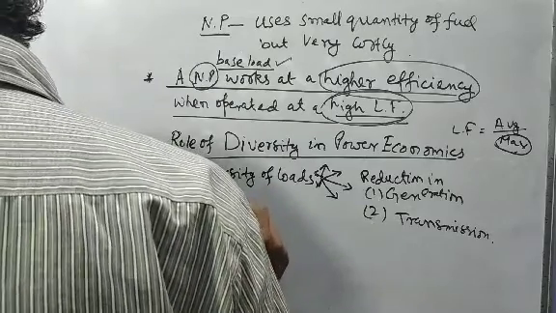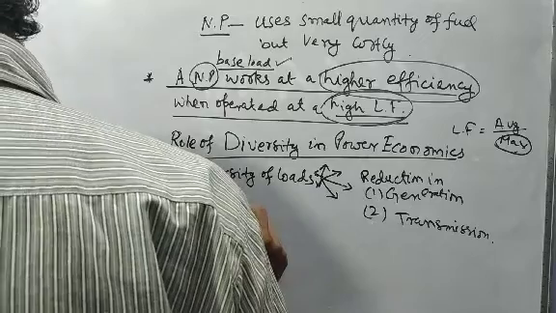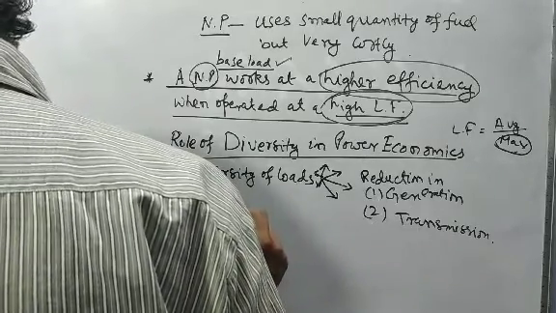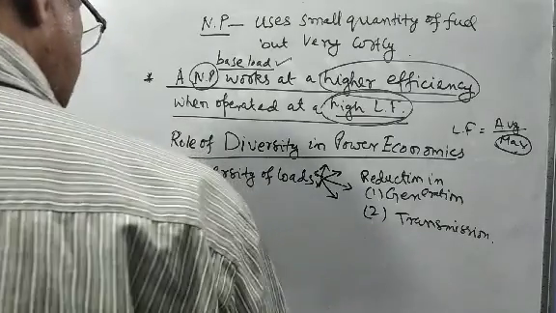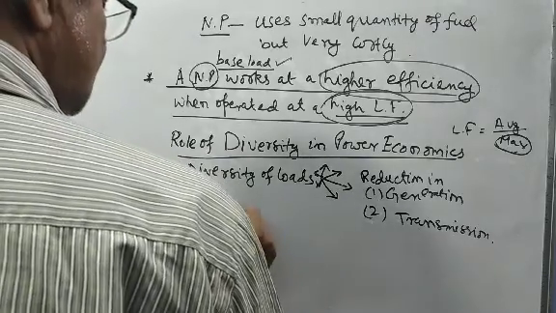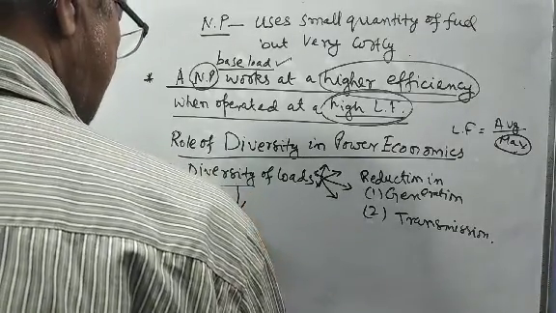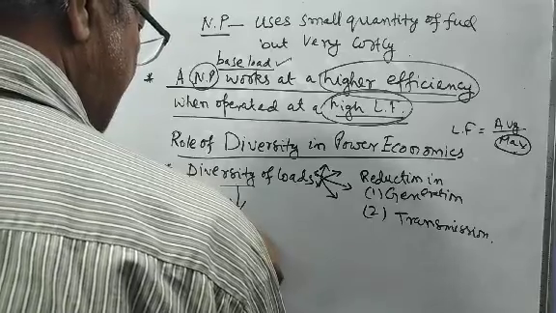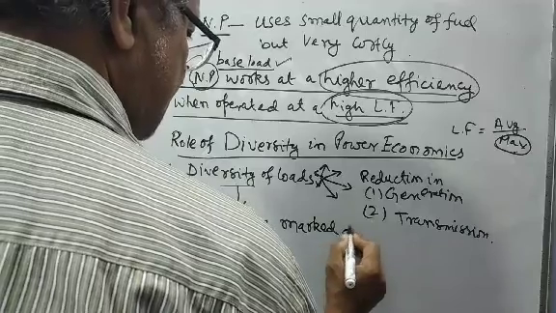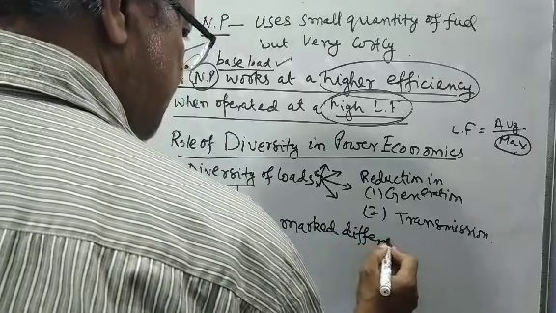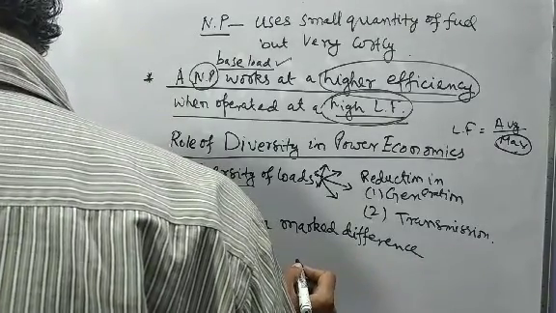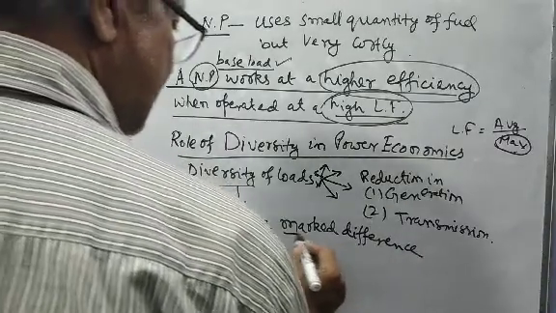So diversity is caused by a marked and consistent difference between the daily load cycles in two or more adjoining load areas. So diversity makes a marked difference, you can mark the difference. So what is the marked difference between the load cycles in two or more adjoining load areas?